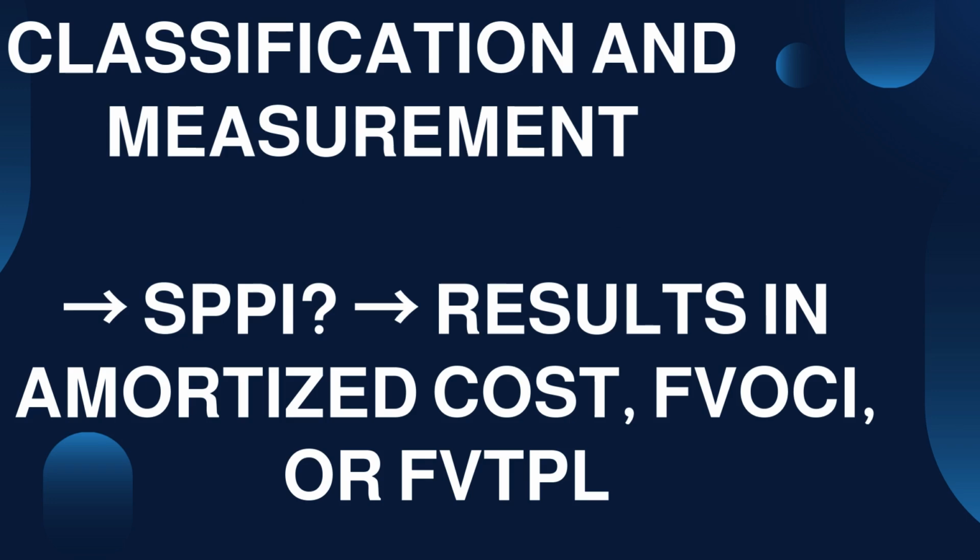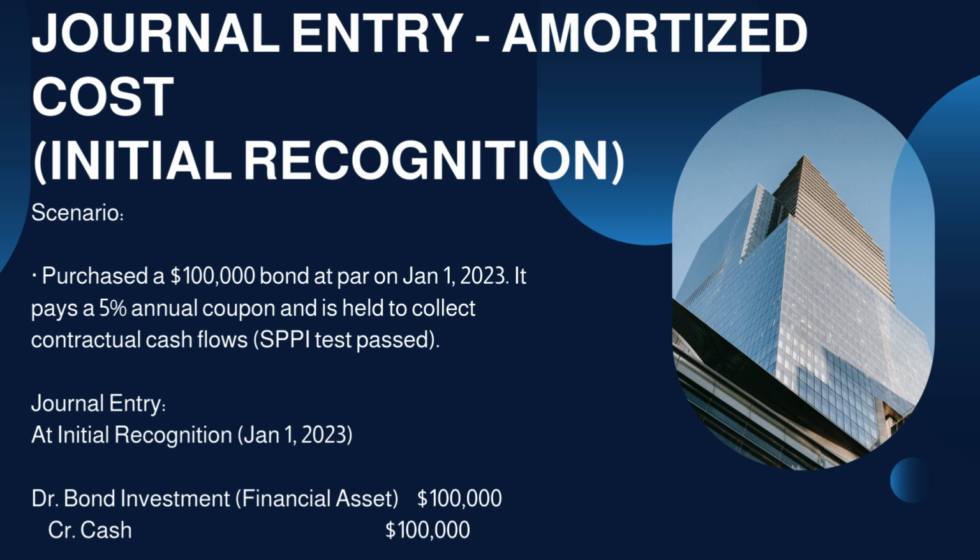IFRS 9 classifies financial assets into three categories based on business model and cash flow characteristics. Each category has different journal entries for subsequent measurement. Let's look at examples for each. This is straightforward. You debit your financial asset and credit cash. The key is designating it to the amortized cost category from day one.